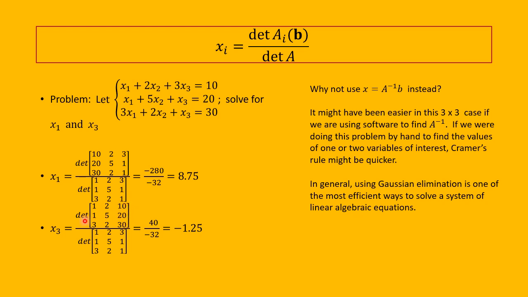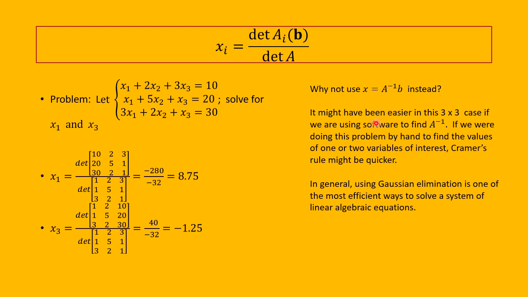So now, if we evaluate the determinant of this 3 by 3 matrix, it turns out to be 40. This determinant we already saw was minus 32, and so this, when you simplify it, is minus 1.25. Now, if you look at this, you may say, well, wait a minute. We could have solved for x1, x2, x3 all at once by using our formula x equals A inverse times B. So why didn't we use that instead?